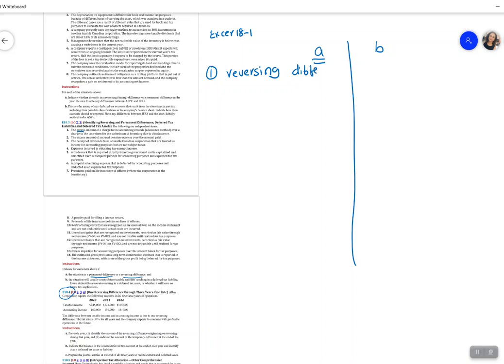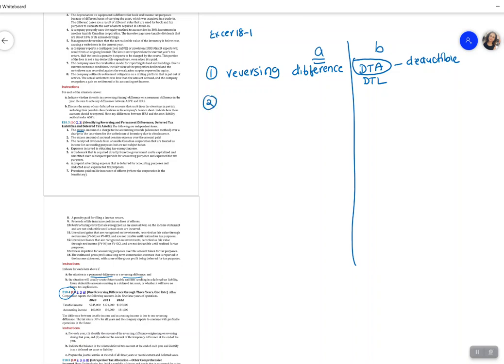If it's a reversing difference, then you need to answer a question: is this a deferred tax asset or a deferred tax liability in the future? So in other words, if the amount will be deductible in the future, then it becomes a deferred tax asset. So the answer will be a deferred tax asset. The amount will be deductible in the future. So if the amount will be deductible, then it creates a deferred tax asset.